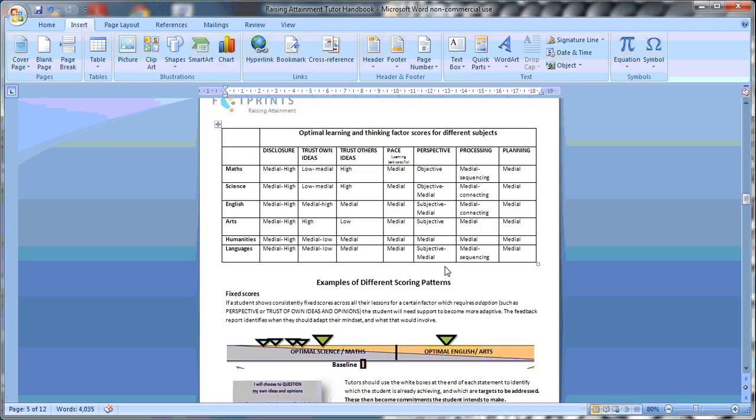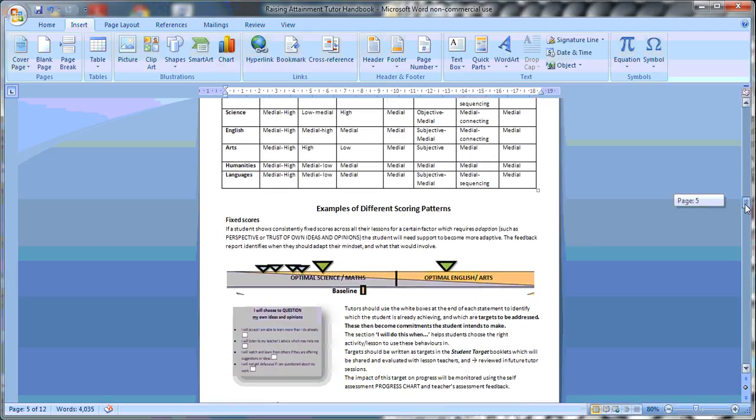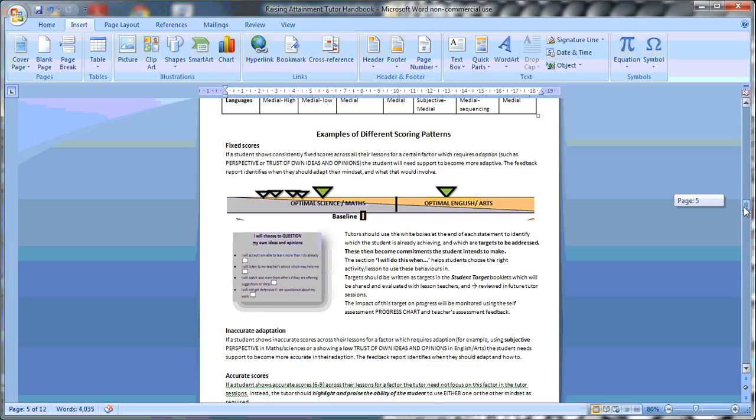What I want to do now is to go on and look at some examples of some scoring clusters, some scoring patterns. So one example of a scoring pattern that we may see is when all of the student's scores for their different subjects are all clustered and fixed in one particular area. Now what that shows us is that that student is adopting that position, that mindset, in all of their subjects and is not adapting them at all.